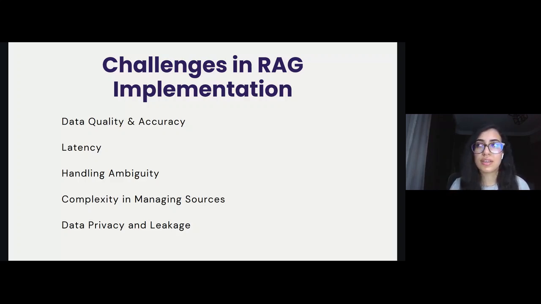Also, if you ask a question that isn't very clear, and it's not sure which document to pick, this could also be an issue. Maintaining up-to-date external sources is a challenge, because the data in the database needs to remain accurate and relevant. There's also an issue that comes with having multiple sources. You can have multiple vector databases that you want to look at, so it could be difficult to manage multiple sources.